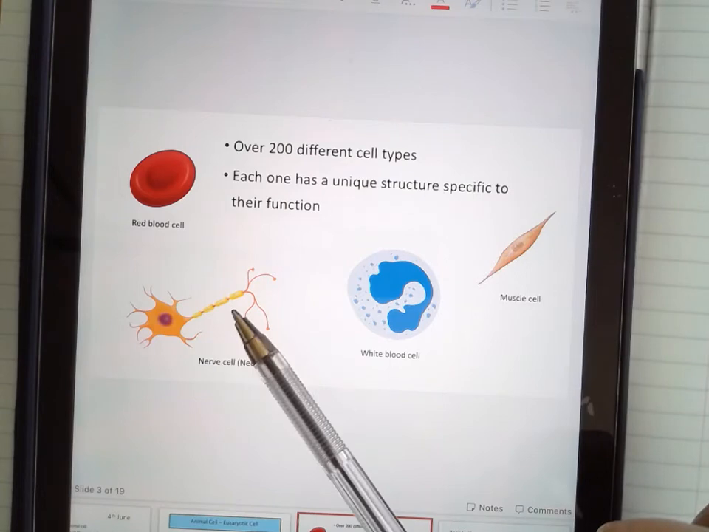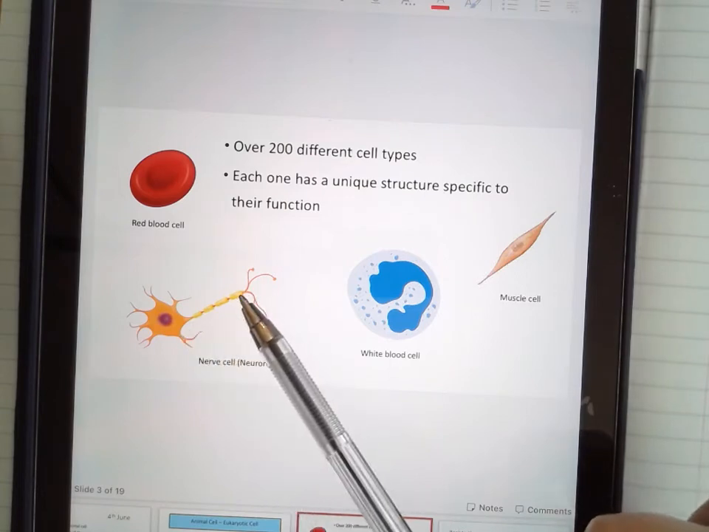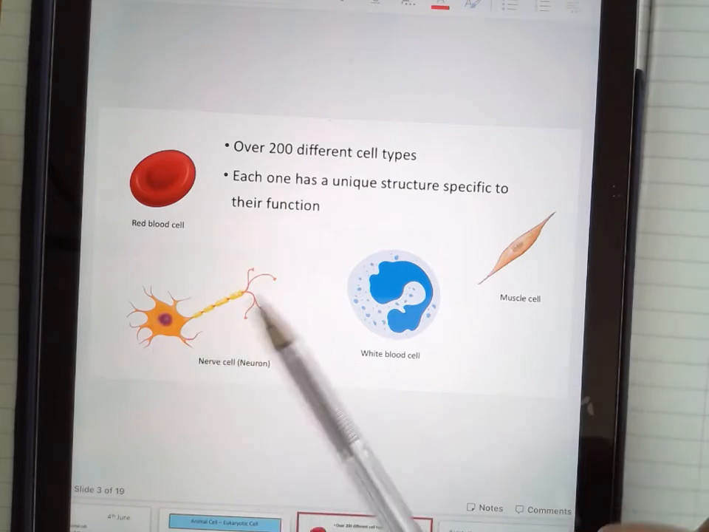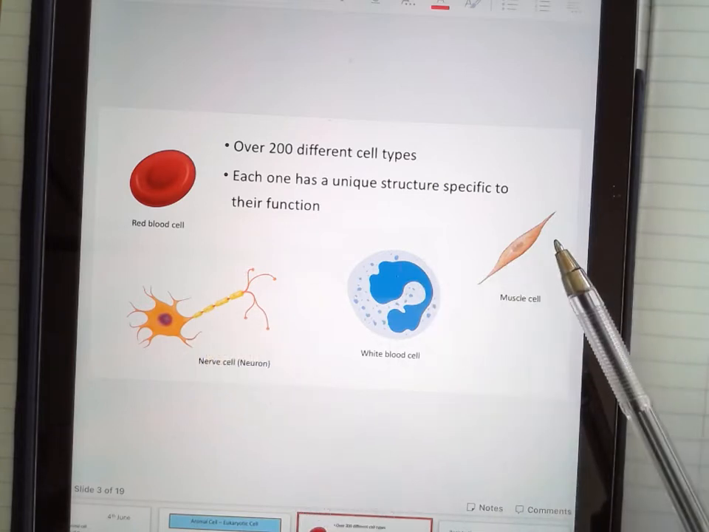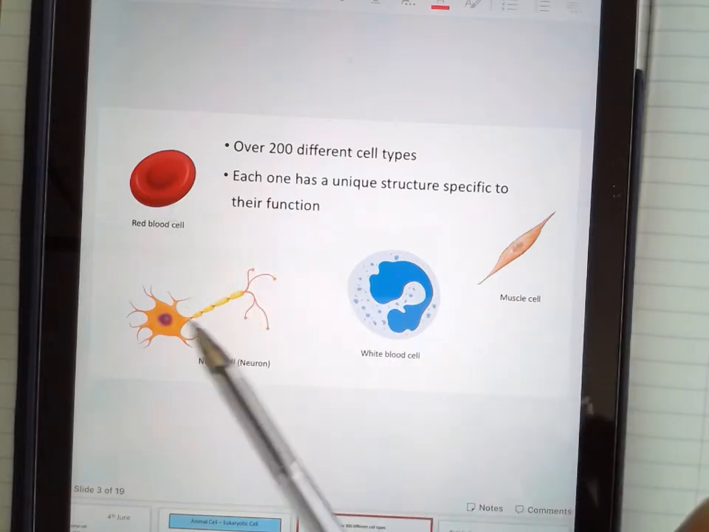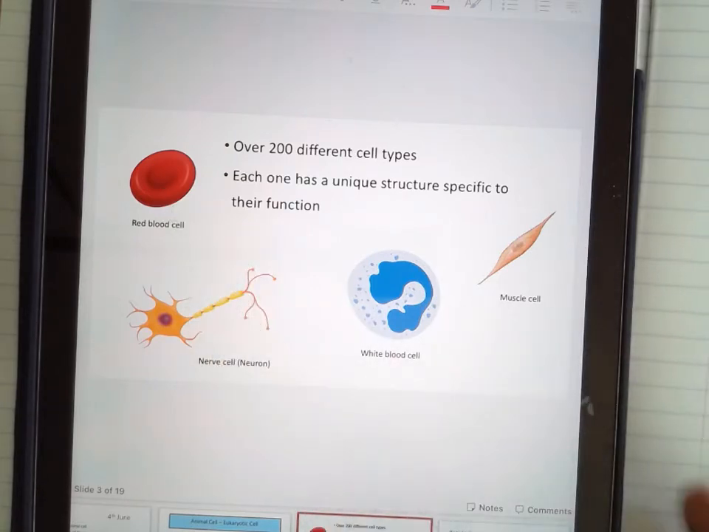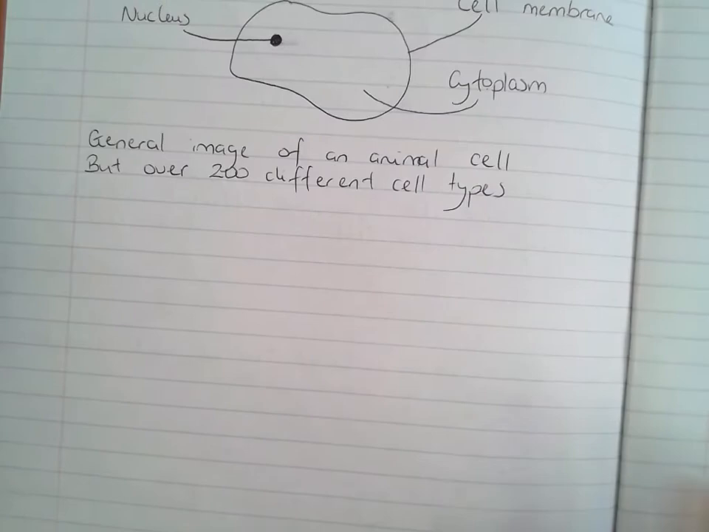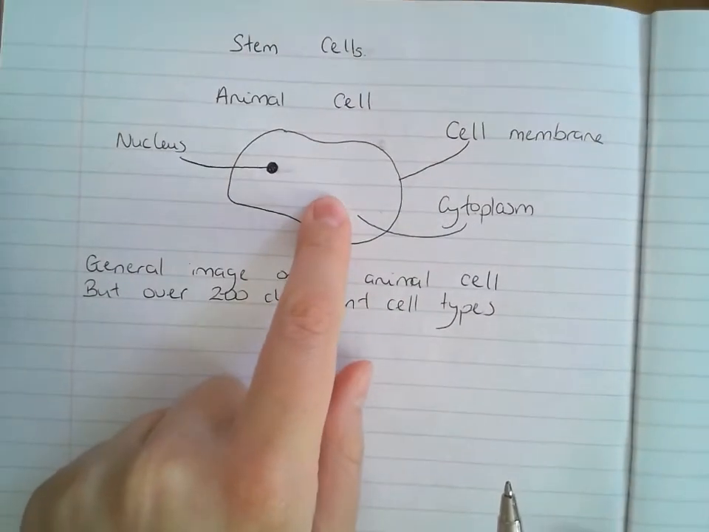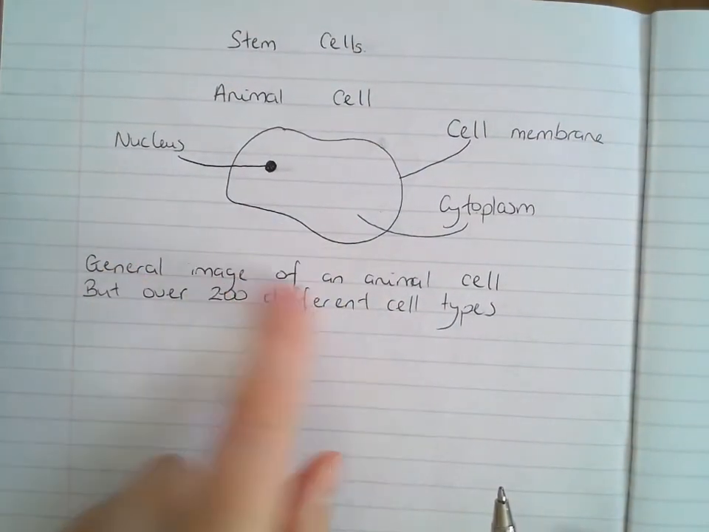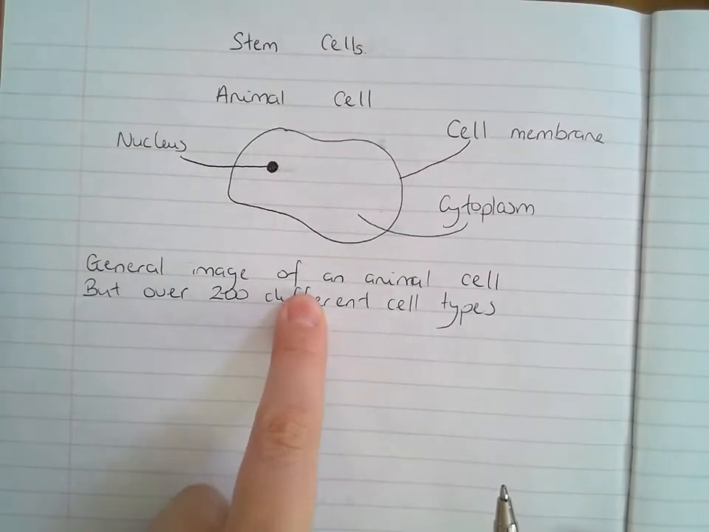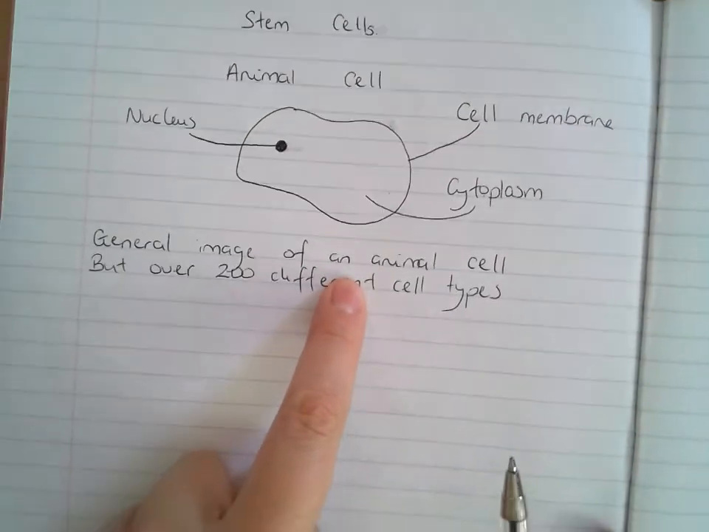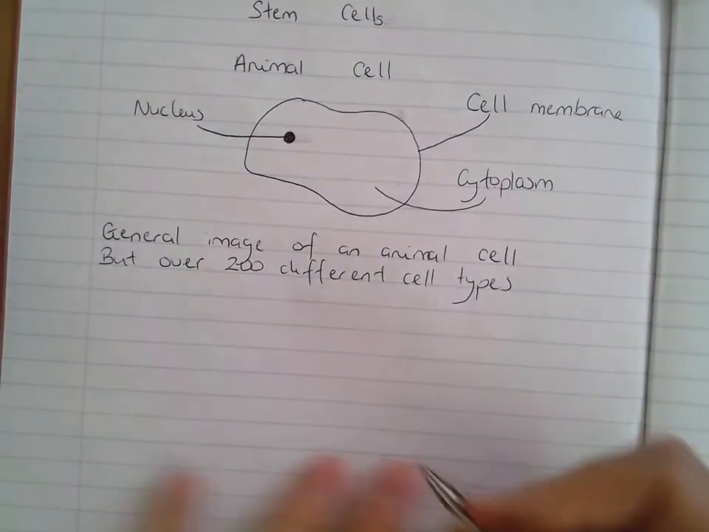Here I've got a nerve cell, which is really long and thin with all of these little projections at both ends. So again, it doesn't really look like what we've just drawn. I've got a muscle cell over here. I've got a white blood cell. All of these different cell types look very different from each other, and they look very different from the image that we've just drawn. So it's important to remember that this is just a general image of an animal cell to show you the types of structures that animal cells have. But you do have over 200 different cell types, and they each have a unique structure.